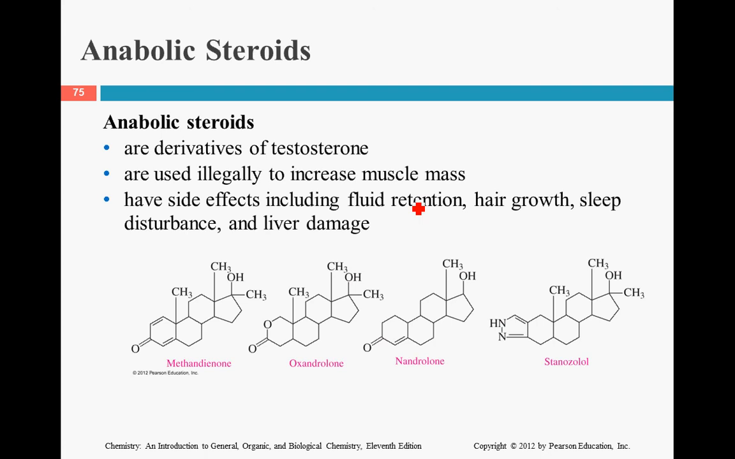Anabolic steroids are what you'll find get some athletes in trouble. They're derivatives of testosterone. Technically, they are illegal to use to increase muscle mass, which is why you hear about a lot of athletes getting in trouble for this. They could increase the hair growth, disturb sleep, do some liver damage. There's a lot of side effects to these.